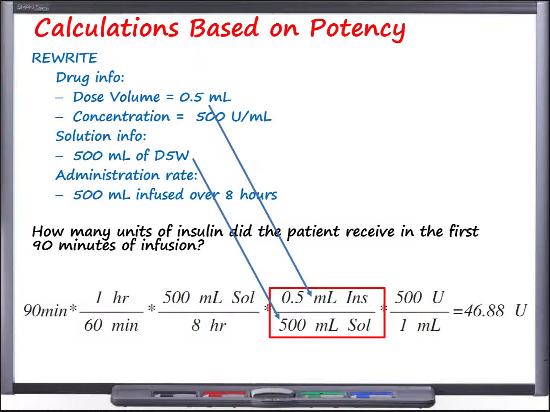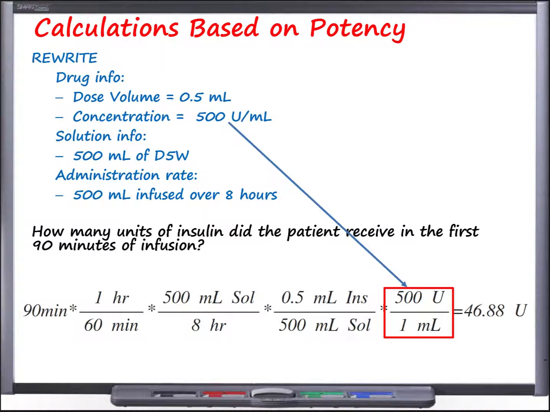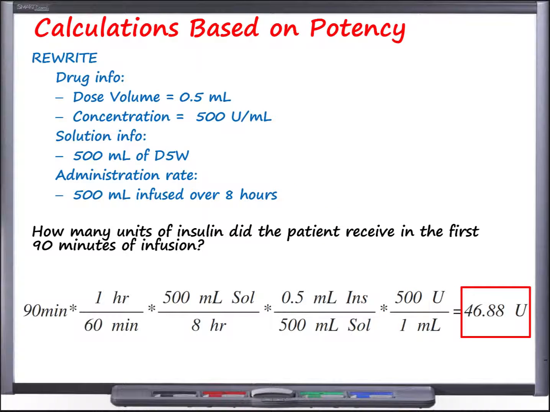Okay, that means our last step is to convert the volume of insulin into the number of units. And we can do that because remember, we know that the concentration was 500 units for every milliliter of that insulin. So if we multiply by 500 units over 1 milliliter, then milliliters of insulin cancel, and we're in units of insulin. And our final answer then is 46.88 units. That would be the number of units that a patient has received by the time they have infused this solution for 90 minutes.